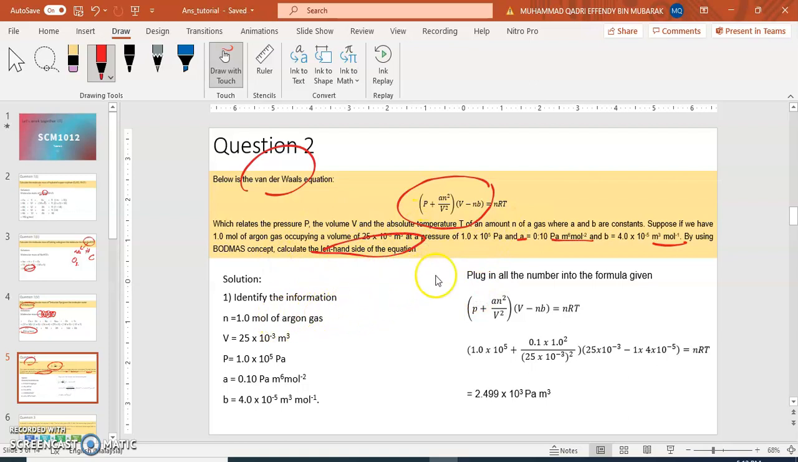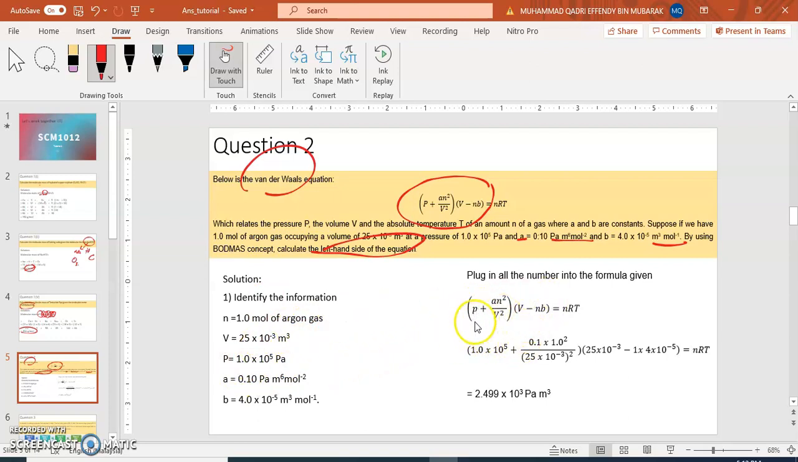Next, we need to plug all the numbers into the formula. We need to plug in at the right place. For example, this here is pressure. So from here we need to identify where the value of our pressure is, because we don't want to plug in at the wrong places.